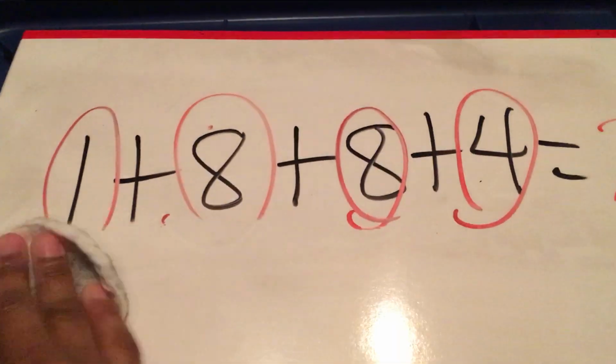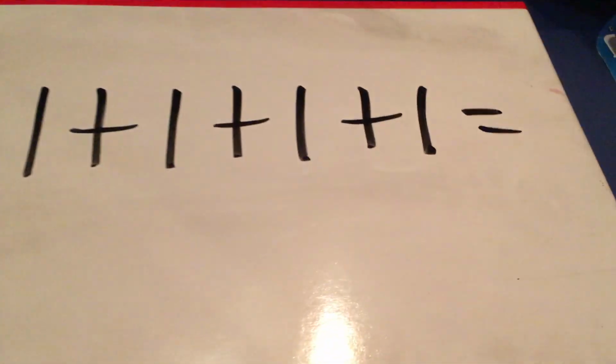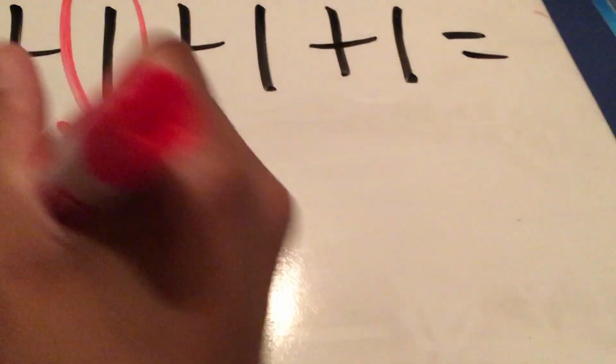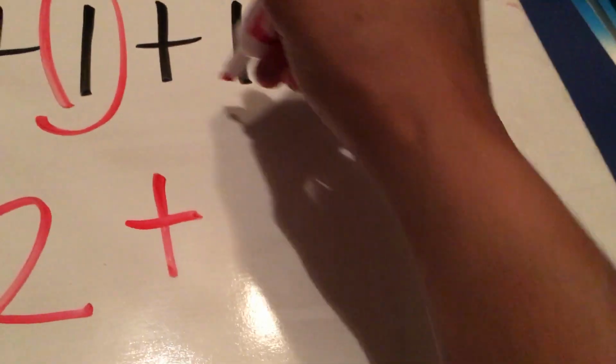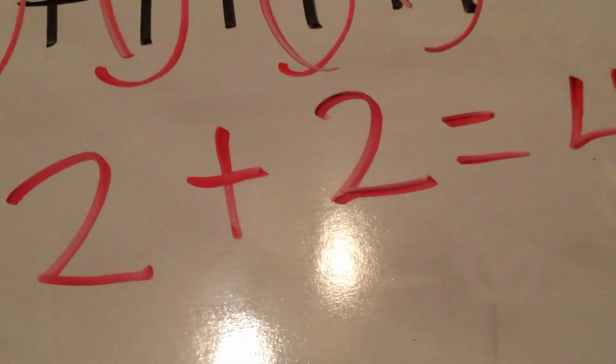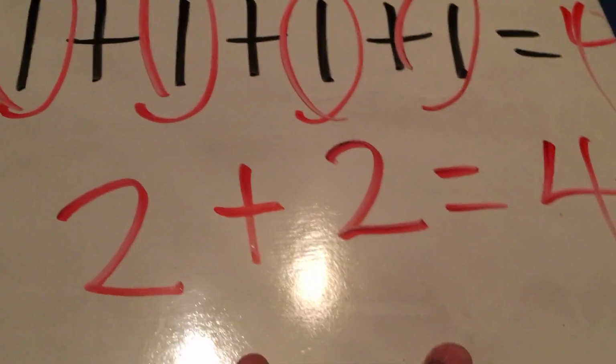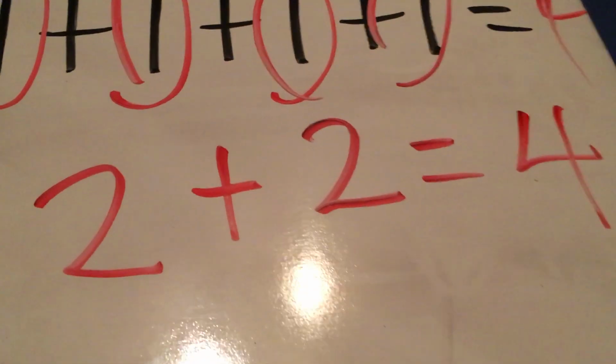Okay. We'll do one more with 4 digits. 1 plus 1 plus 1 plus 1. Okay, so that was fairly easy, but use the same method. You have 1 plus 1 is 2, plus 1 plus 1 is 2, and then you got 2 plus 2 is 4. So you know that 1 plus 1 plus 1 plus 1 is 4. It's the same as 2 plus 2 equals 4.